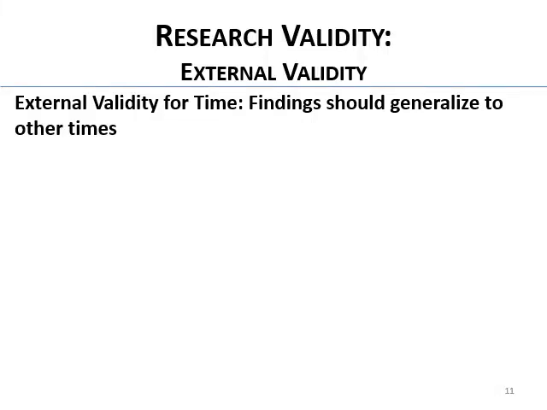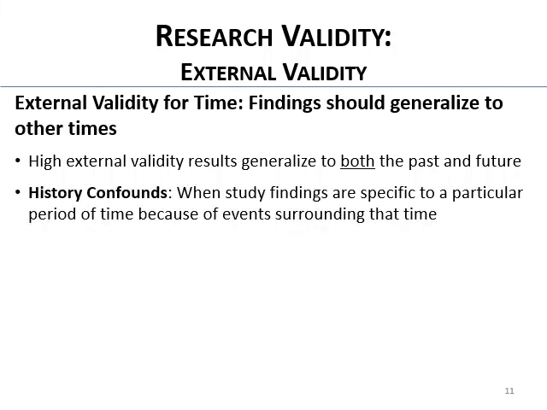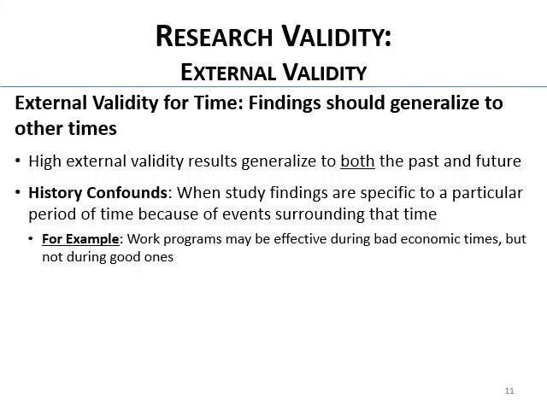So finally, we've got external validity for time. So findings should generalize to other times. High external validity results generalize to both the past and the future. So history confounds, again, this is a repeat from the internal validity lecture, is when study findings are specific to a specific period of time because of events surrounding that time. And it's when the IV is confounded with other events that occur in time. So work programs, for example, are probably particularly effective during bad economic times, but less effective during good economic times, right? Because folks don't need them as much.